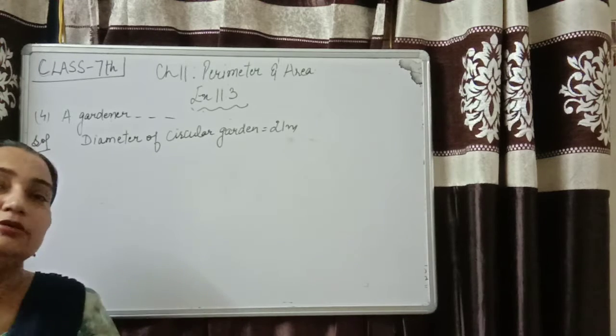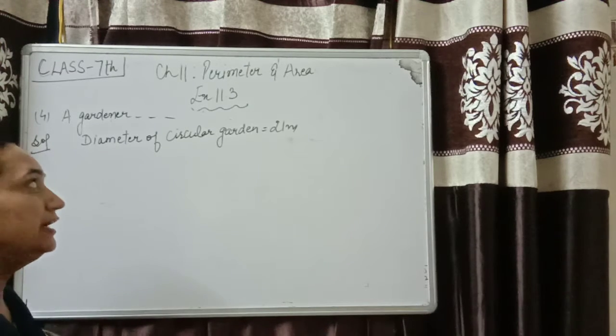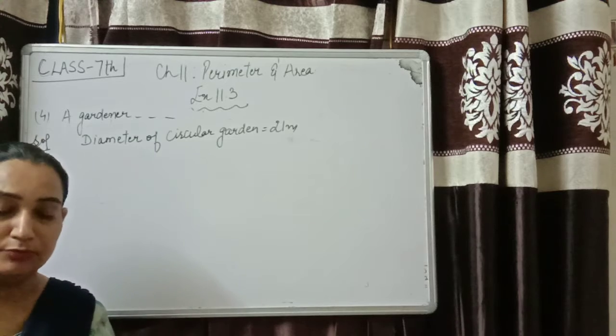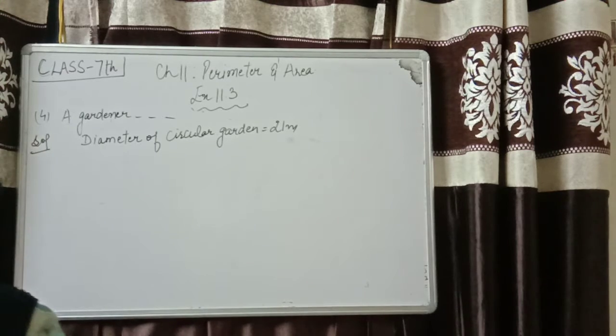Now this is question number 4 of exercise 11.3. Firstly, look at its statement. What is given? A gardener wants to fence a circular garden of diameter 21 meter. Find the length of the rope he needs to purchase if he makes 2 rounds of fence. Also find the cost of the rope if it costs ₹4 per meter.